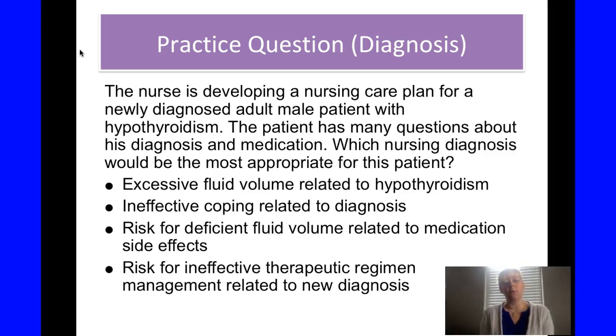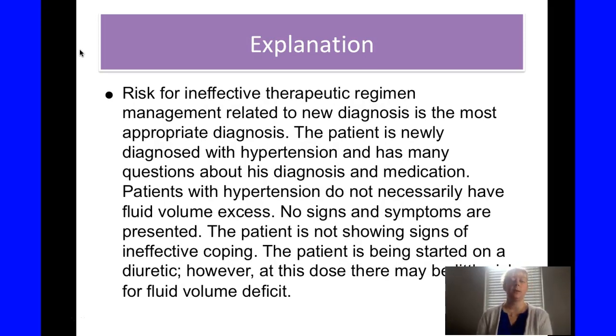So I'm going to put risk for ineffective therapeutic regimen management. So how is he going to manage this whole thing related to this new diagnosis? He's at risk for that because he seems like he has a lot of questions and he's a little bit overwhelmed. So is he going to be able to manage this new regimen? Is he going to be able to understand why he needs to take this medication? And is he going to accept it? And this explains exactly how it is. So you can look at the slides and read about that.